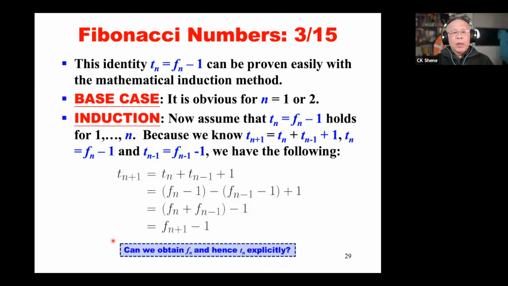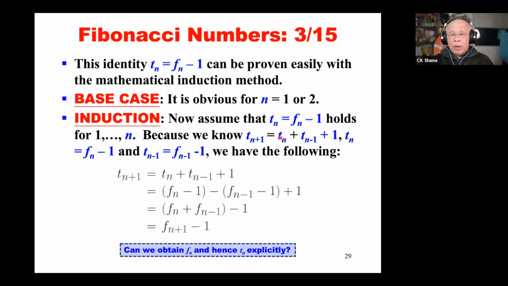But we can certainly prove it rigorously by the use of mathematical induction method. So the base cases for n equals 1 or n equals 2, that's obvious because F1 and F2 are both 1s and T1 and T2 are 0. So in the induction method, we assume that from 1 to n, this expression holds. Then we want to know whether this is still true.